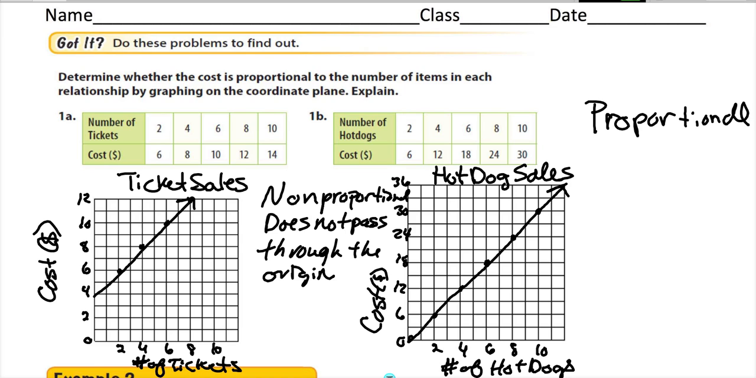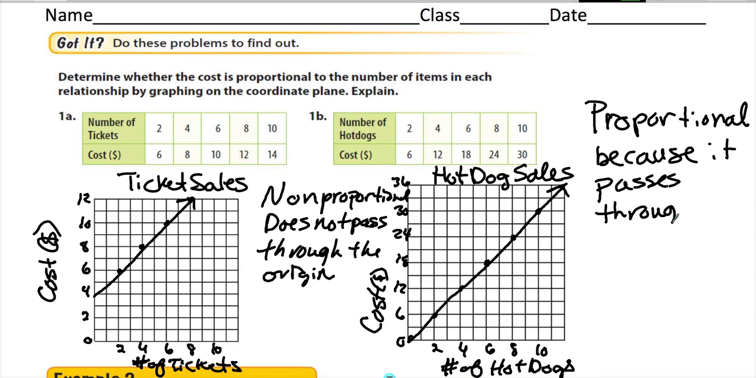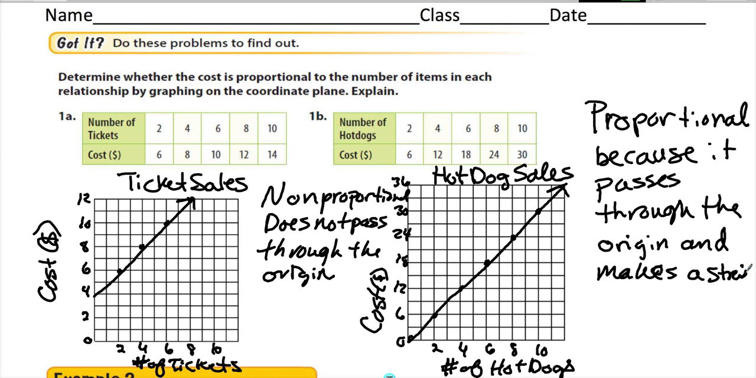Oops, keep messing up. Proportional, there we go. Because it passes through the origin and makes a straight line. All right, so again, we just restate what our two criteria was. Okay, so it's proportional because it passes through the origin and makes a straight line.